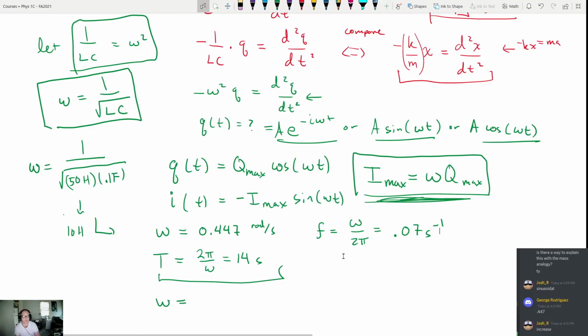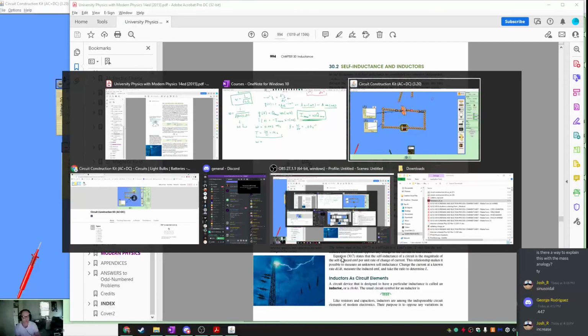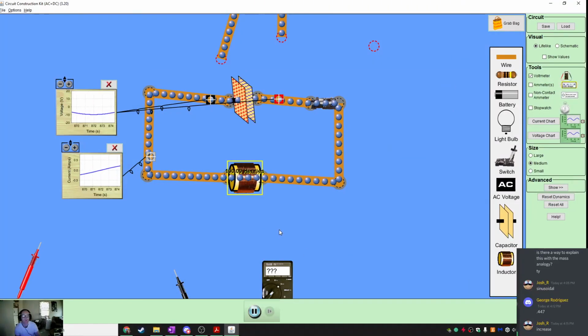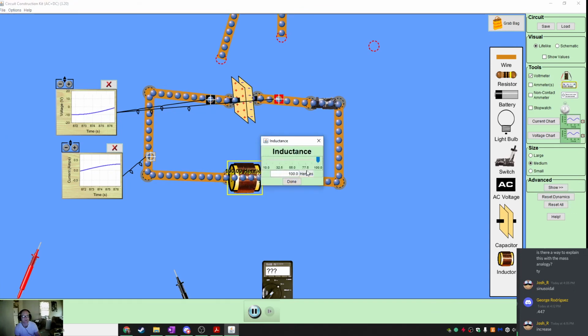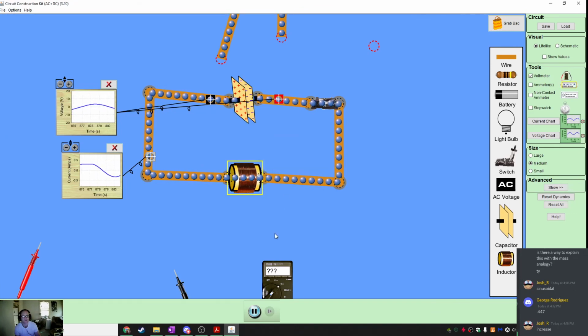So the last thing I want to mention is what happens if we add a resistor in here. But I want you all to predict what's going to happen before I do so. So let's change this back down to 10. Done. So now it's going to be oscillating pretty quickly here.